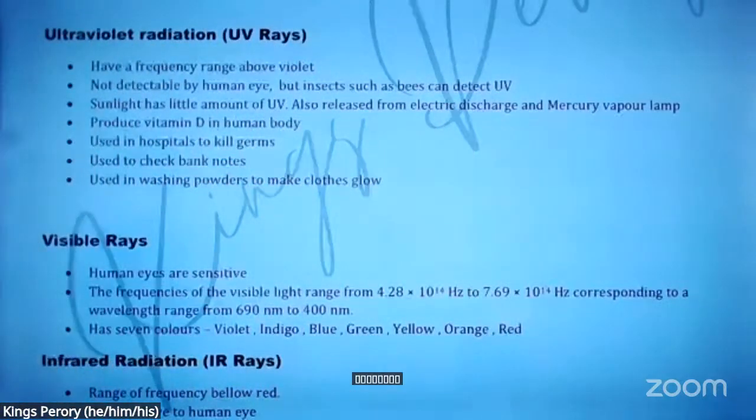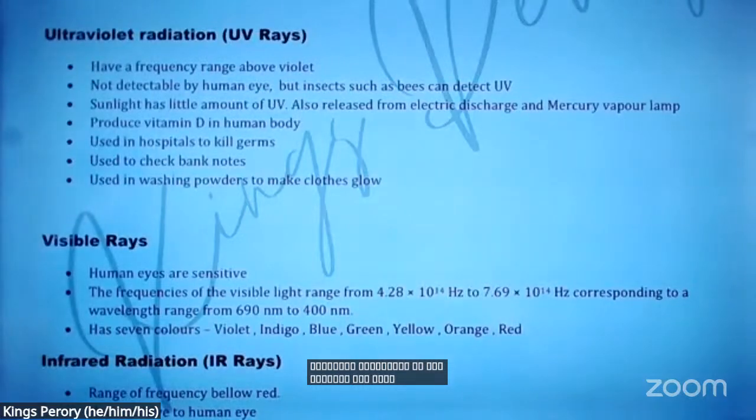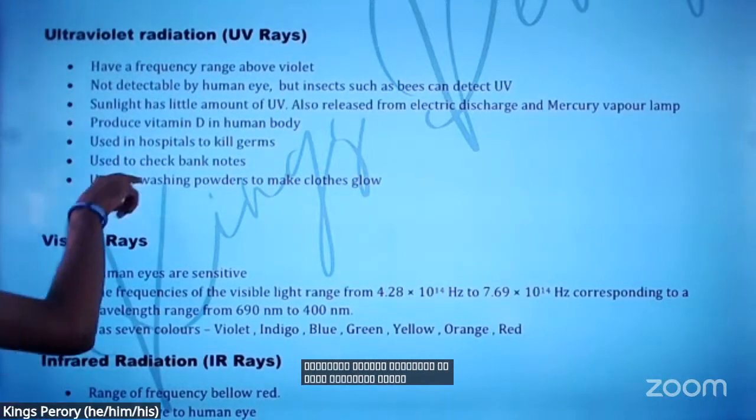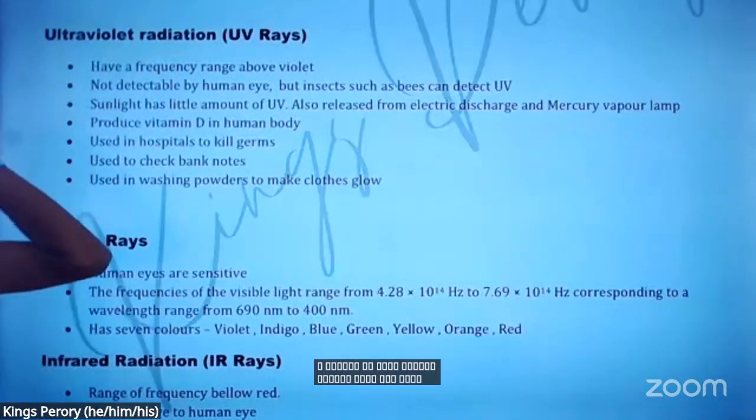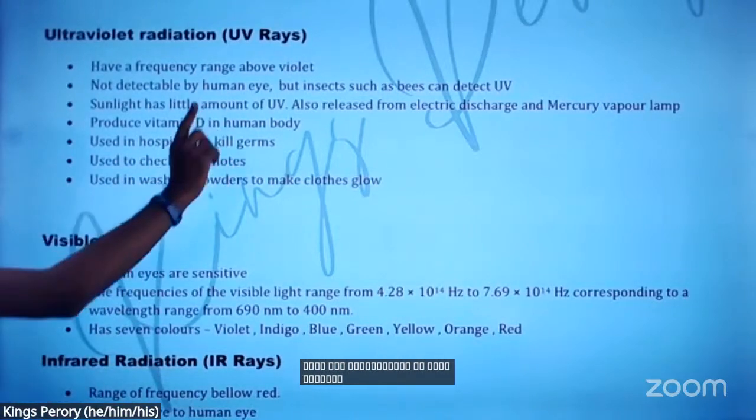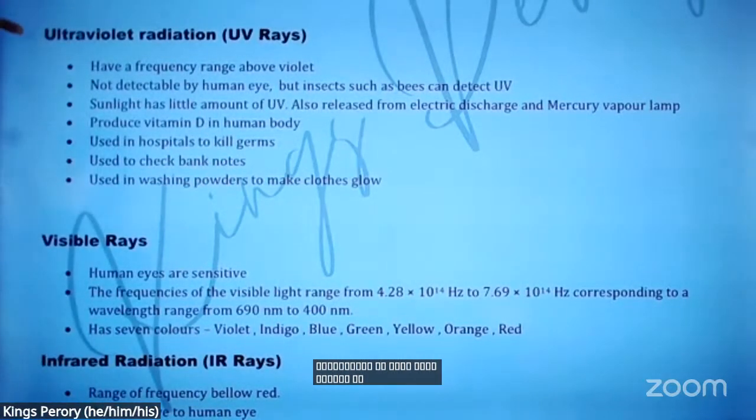Produce vitamin D in human body, used in hospitals to kill germs, used to check banknotes, used in washing powders to make clothes glow. You can kill germs using UV.